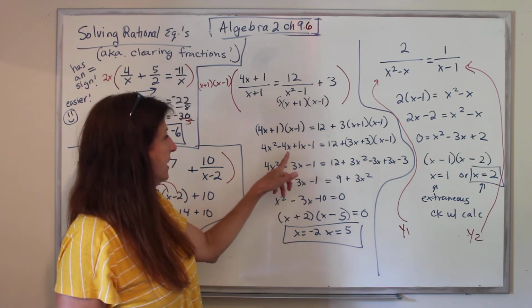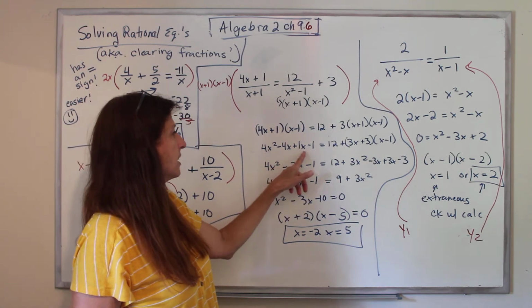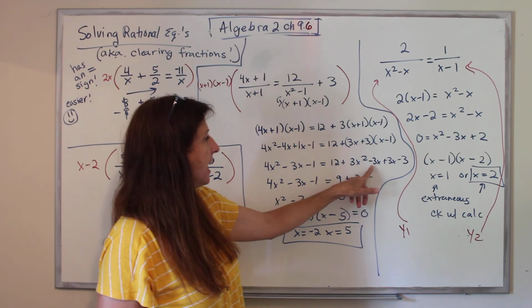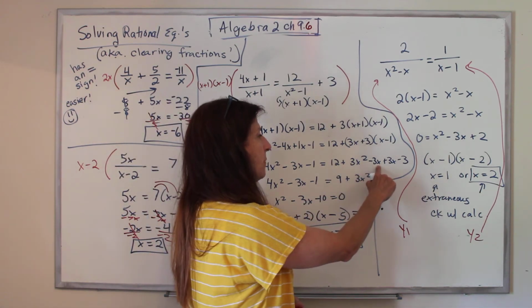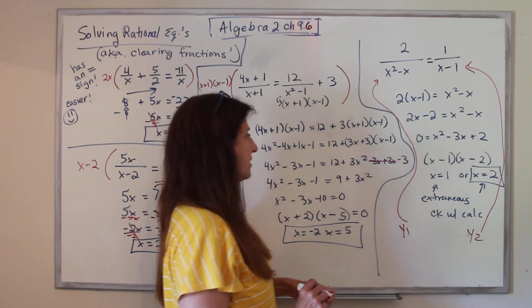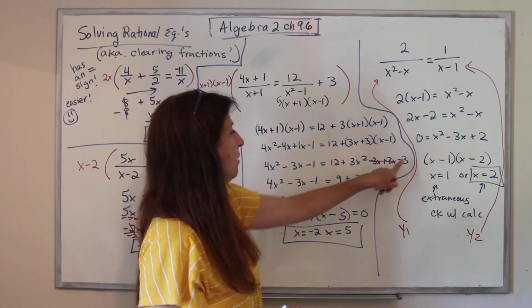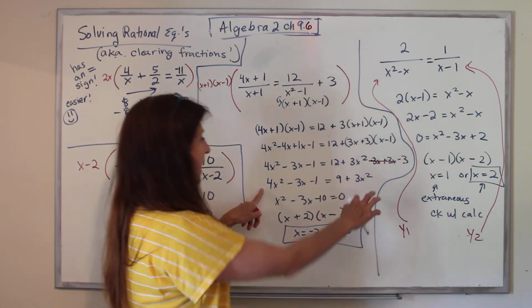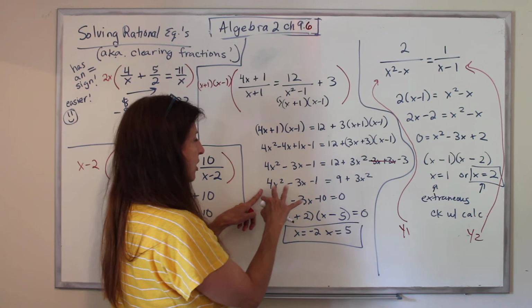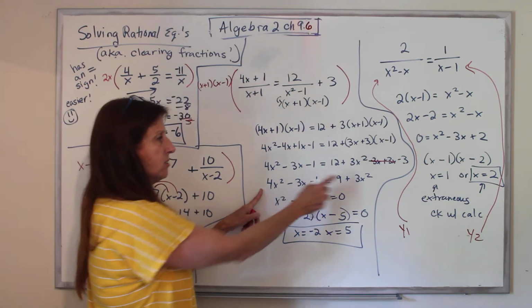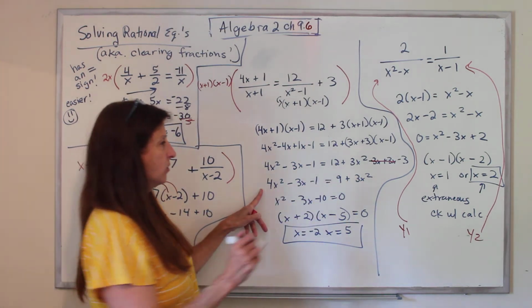I gathered up these terms, negative 4x plus 1x is negative 3x. I gathered up these terms, and if you'll notice we have a minus 3x plus 3x, those cancel out. So then I have 12 minus 3 is 9. And now I want everything on one side because I see the squareds. So I know this is going to be a factoring problem.